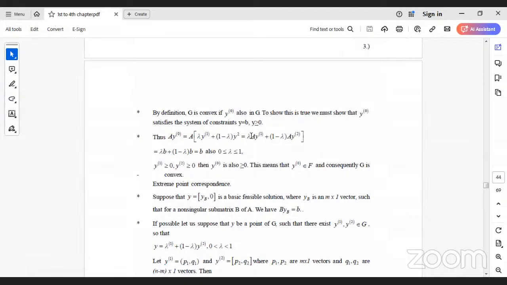So see here, y power 1 greater than or equal to 0, y power 2 greater than or equal to 0. Then y power 0 is also greater than or equal to 0.